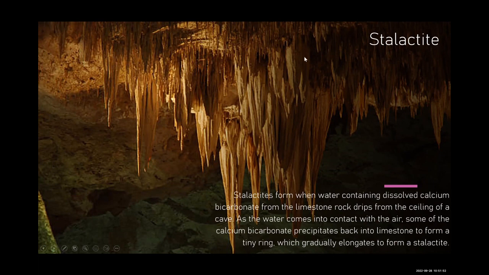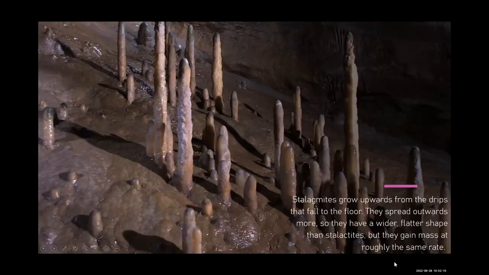And this water may be coming from above, like I said, but it also could be coming from below if there's condensation. As water comes into contact with air, some of the calcium bicarbonate precipitates back into the limestone, and it forms a tiny ring, which elongates to form a stalactite. So it just builds after time. More and more builds up.